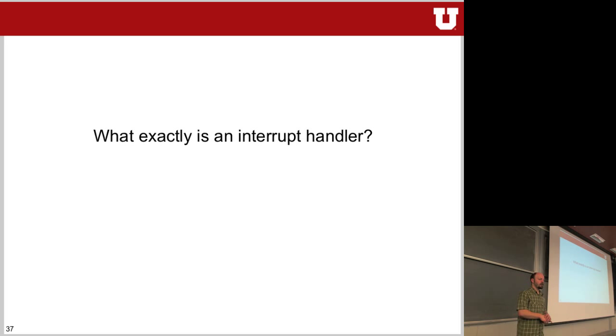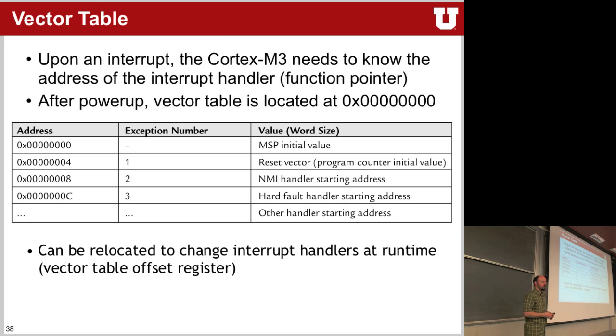Okay. So what exactly is an interrupt handler? We talked about it a lot now, right? We know the address of the interrupt handler gets fetched from the interrupt vector, so we have to somehow register it there. To be more specific, the vector table starts at address 0, which is the initial stack pointer, and then it keeps going with exceptions 1, 2, 3, 4, 5, 6, for as many handlers as we have defined. Address 4 is the magic one for the reset vector.